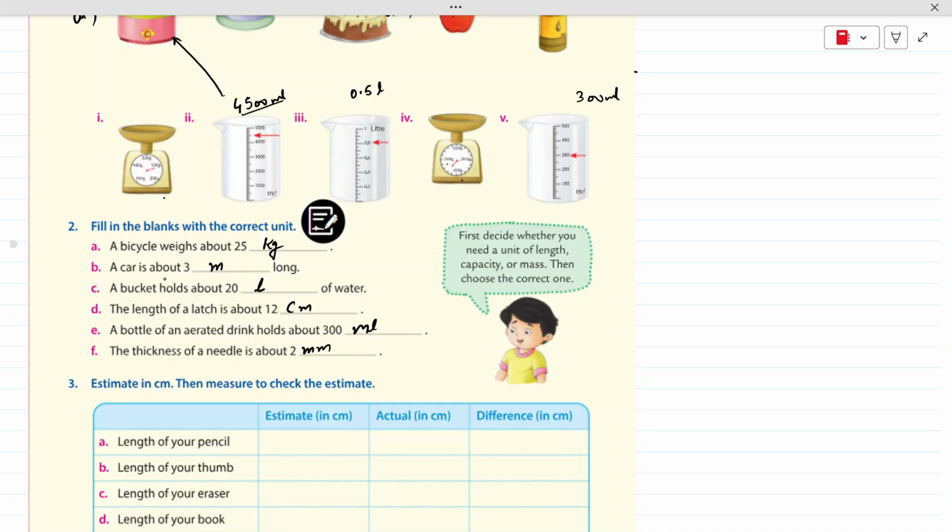Now, estimate the length of your pencil, length of your thumb, length of an eraser, book and table. I am marking this as homework. First, you have to estimate and write the measurements in centimeters. You have to think what the length might be, and then write the actual measure. Measure it with a scale and write it here, and then find the difference in the two. Please do these questions, and if you have any confusion, you can always email me.